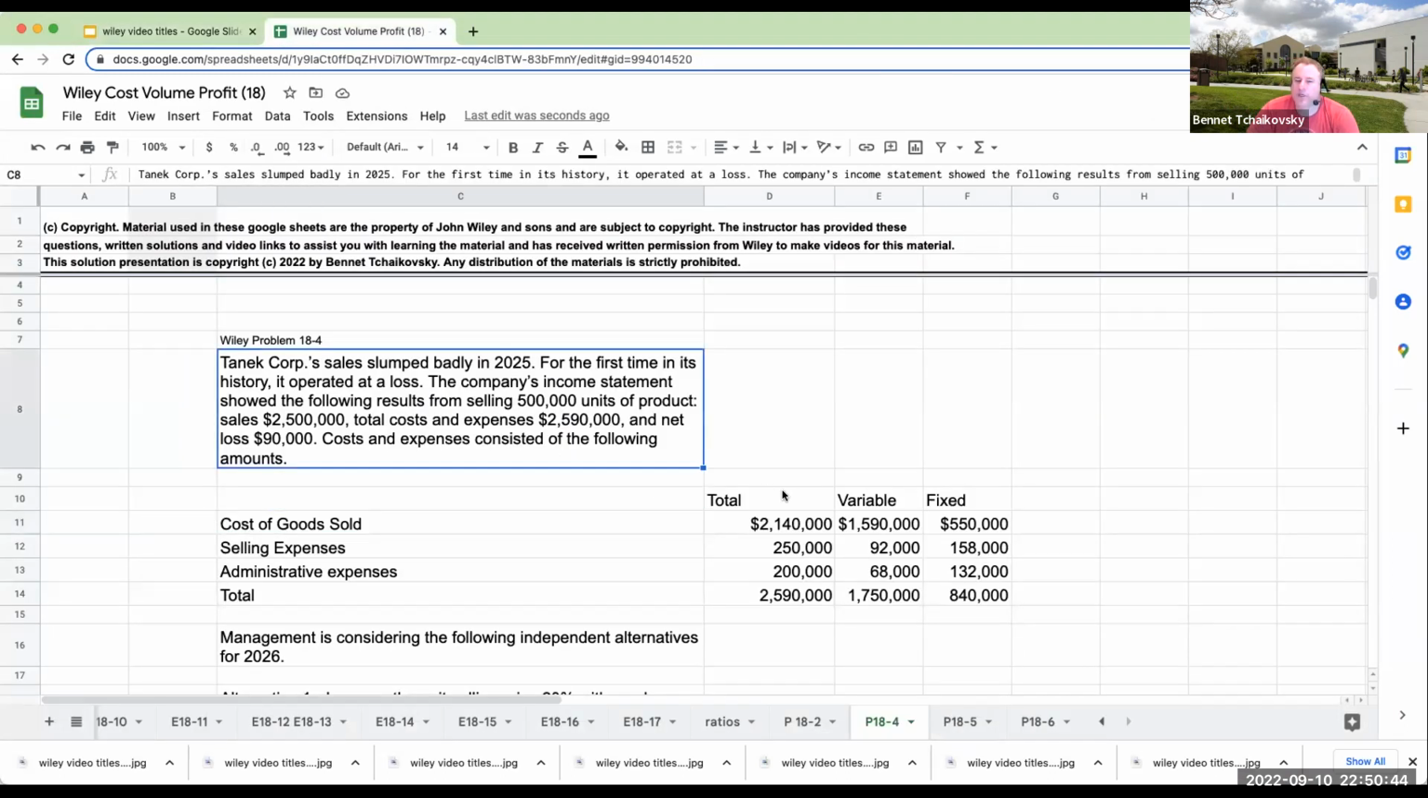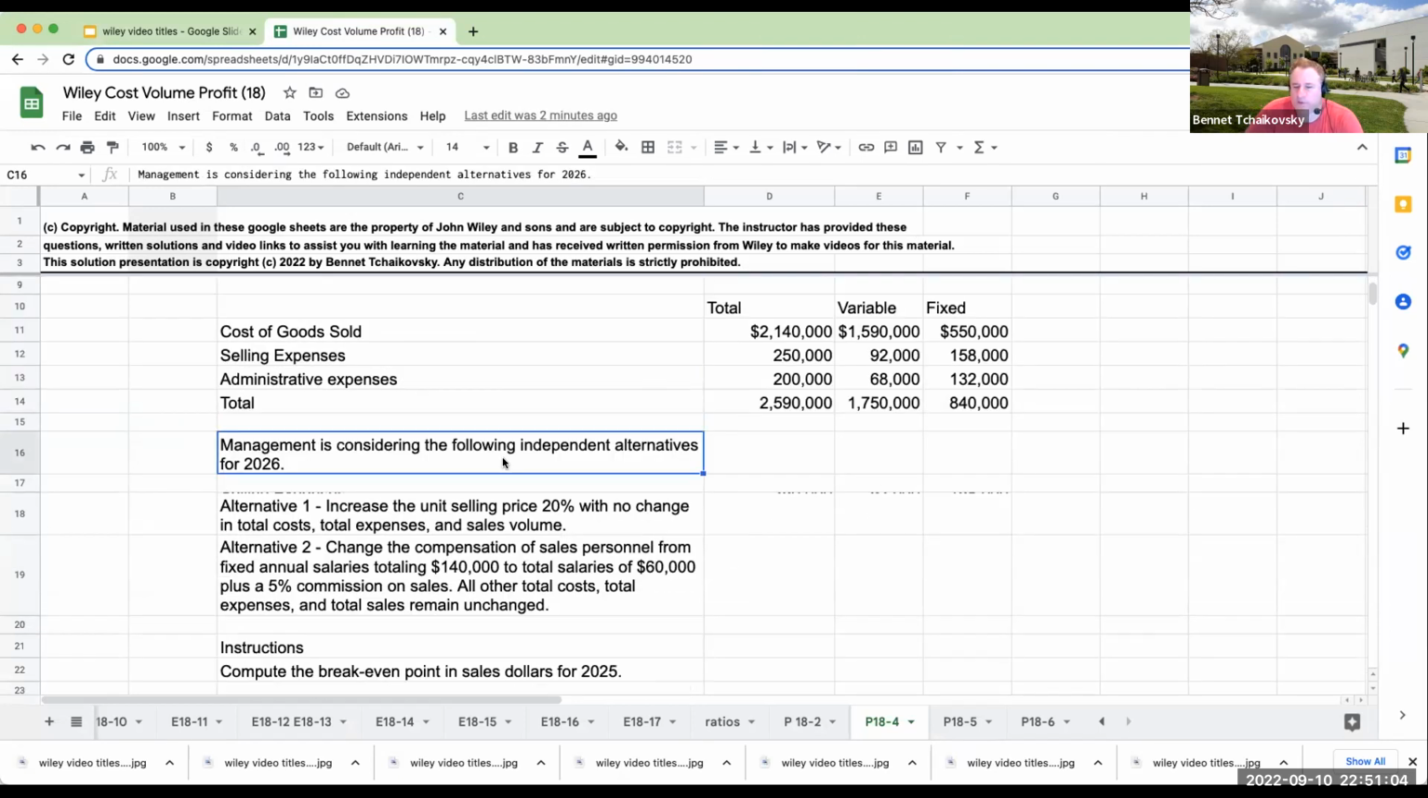Okay, before we thank the bus driver, let's take a look at problem 18-4. Tannic Company's sales slumped badly in 2025. For the first time in its history, it operated at a loss. The company's income statement showed the following results from selling 500,000 units of product. Sales were 2.5 million. Total costs and expenses were 2,590,000, a net loss of 90,000.